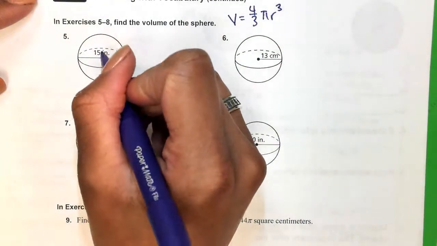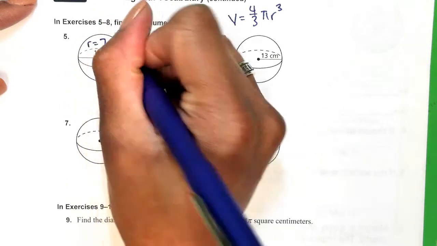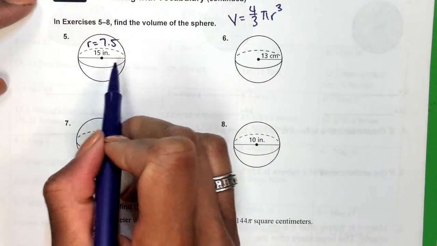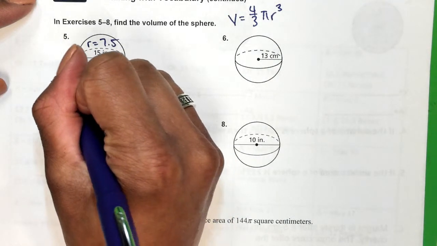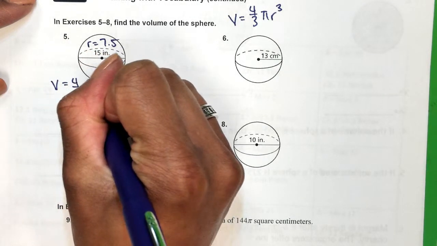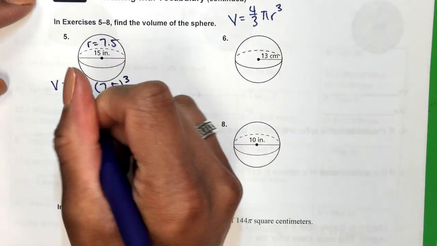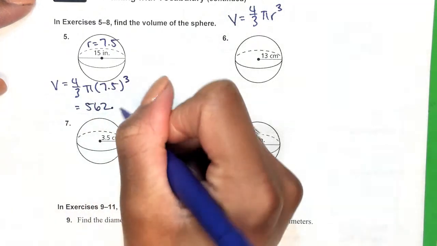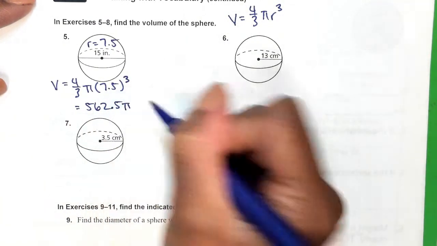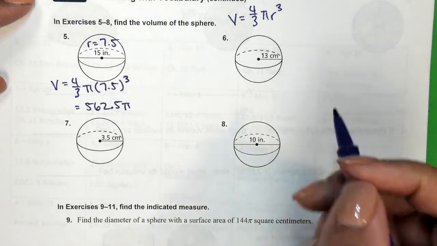In this case we need r, and r for number 5 is 7.5 because we need to take half of 15, because 15 is the diameter. So volume is 4/3, pi, and then 7.5 cubed. Typed into your calculator we get 562.5 pi.